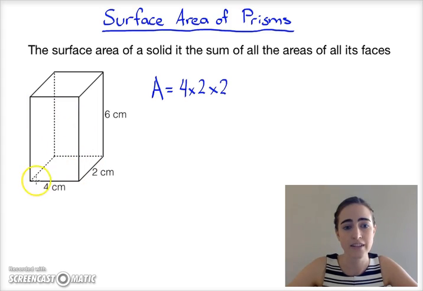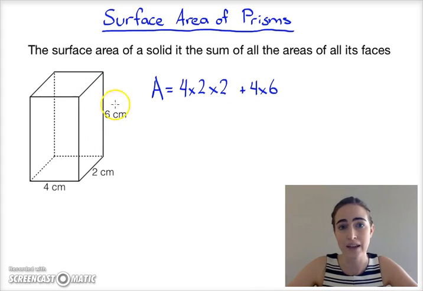If we look at the front then, we've got 4 centimeters by 6 centimeters. So we'll write plus 4 times 6. But because that front is the same as the back of the shape, we'll times that by 2 as well. And then we've just got our sides left.